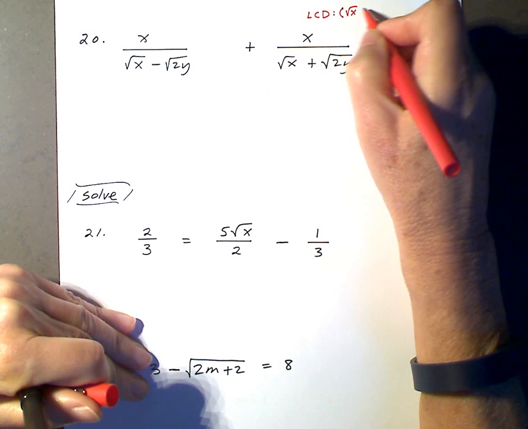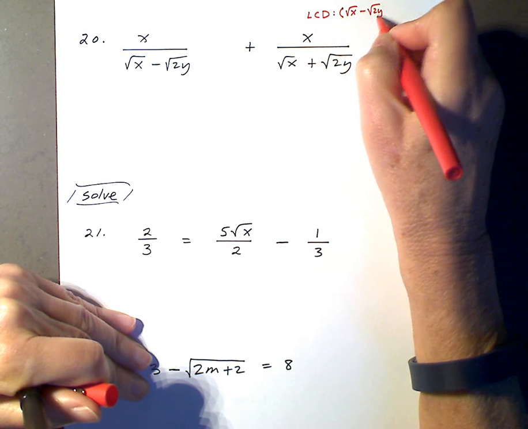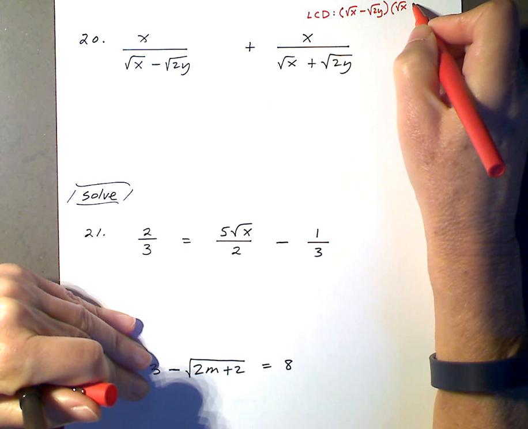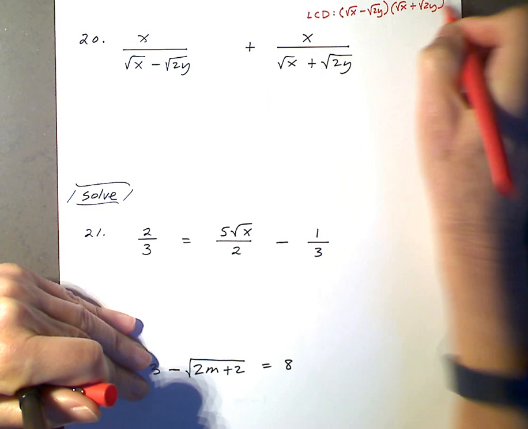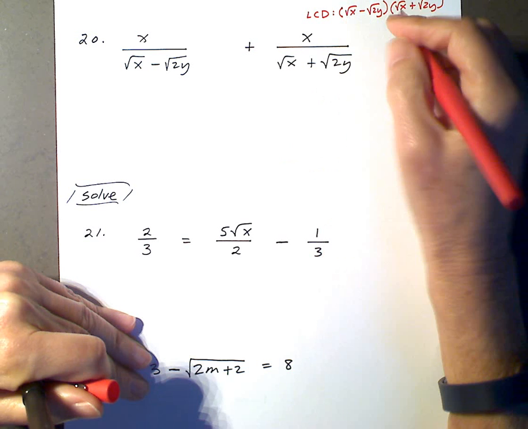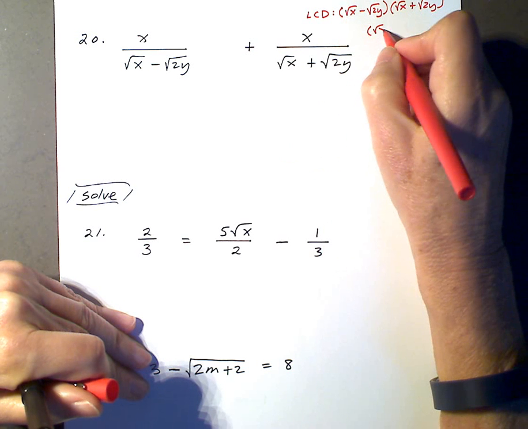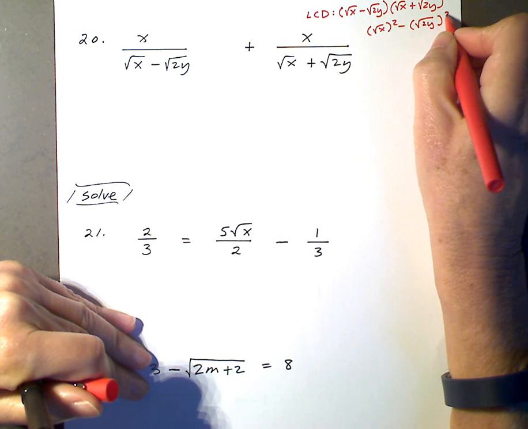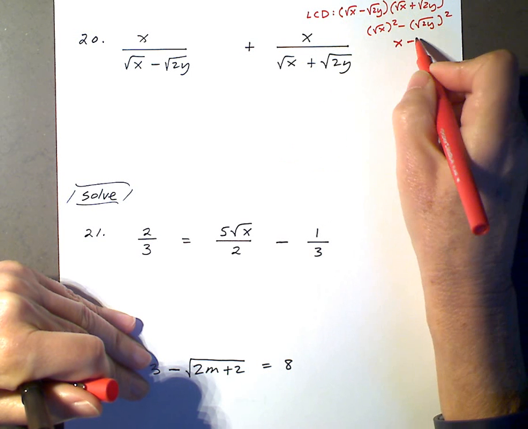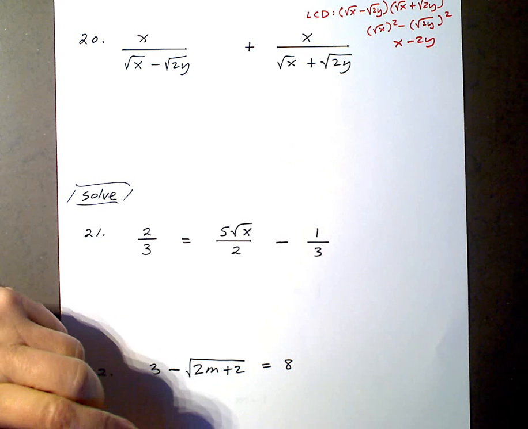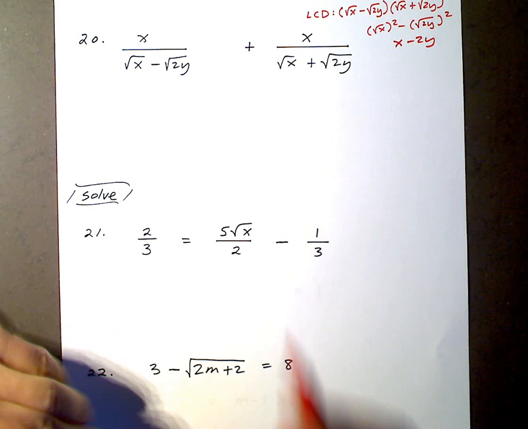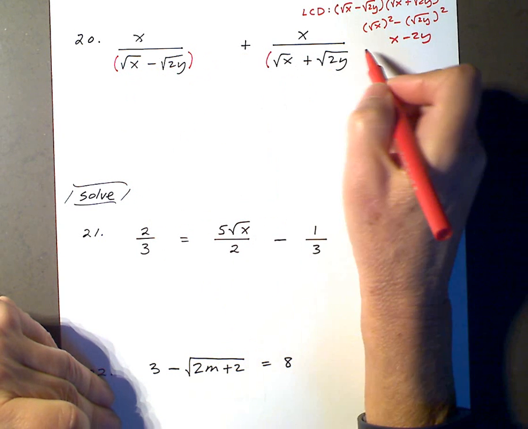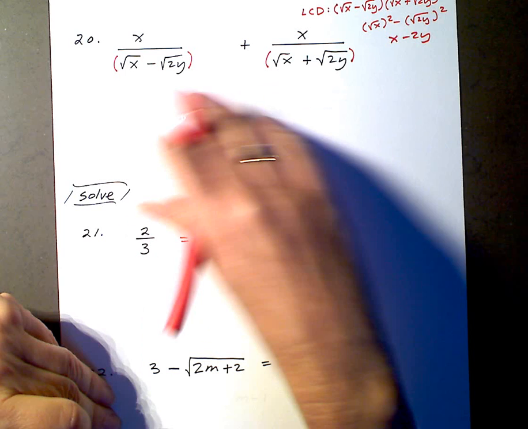So the square root of x minus the square root of 2y multiplied by the square root of x plus the square root of 2y, which if I multiply those together, I know from the pattern that I'll get first term squared minus second term squared, so I will get x minus 2y eventually in that denominator. So the first thing I need to do is beef these up over the lowest common denominator. It's just adding fractions. I'm not solving an equation. I can't cancel any denominators.